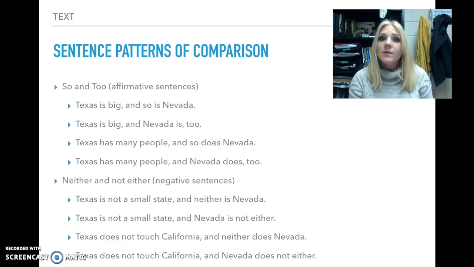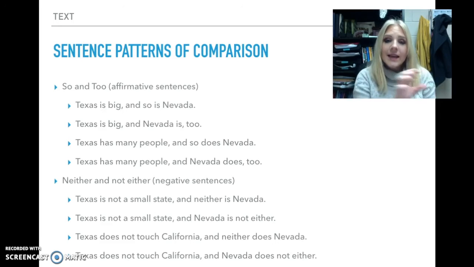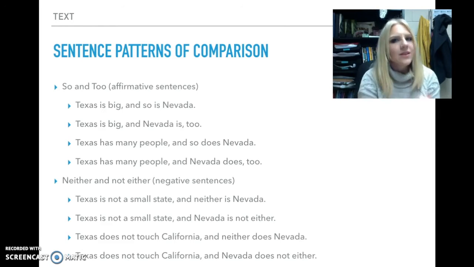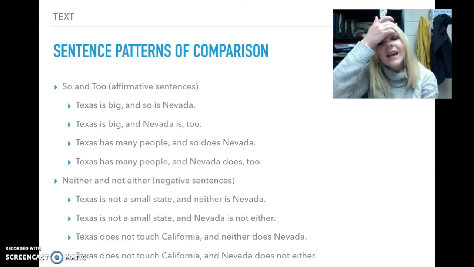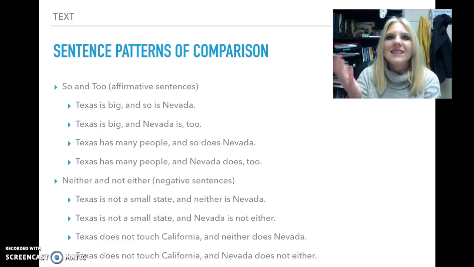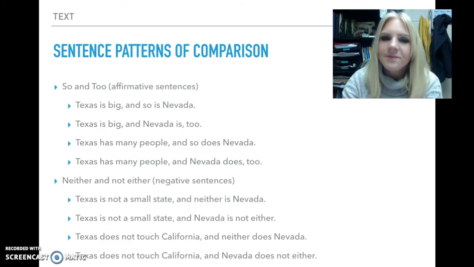If we want to make the second topic the object of the sentence, we are going to use neither as our subject, because neither by itself is a negative word. That's why we can't say neither not, because that creates a double negative.